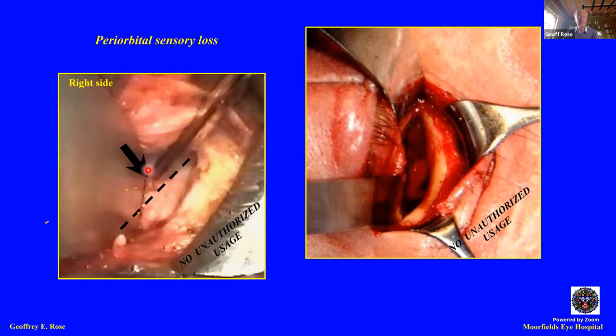One of the prominent arteries supplying the infraorbital nerve, which runs from posterolaterally to anteromedially, this is a right-sided orbit, is the perforating branch from the orbit going down medial to the nerve and supplying quite a length of it. As you divide this to access the orbital floor for decompression, you cause an ischemic neuropraxia, which recovers in over 95% of patients, but not everyone.